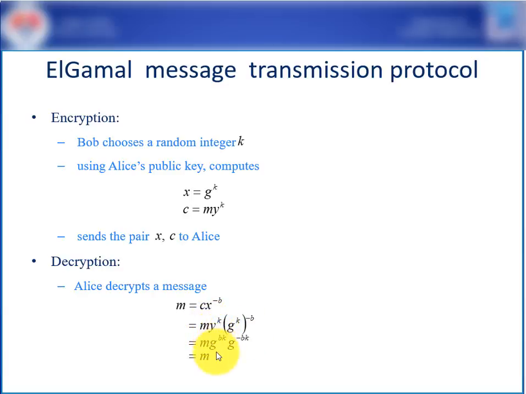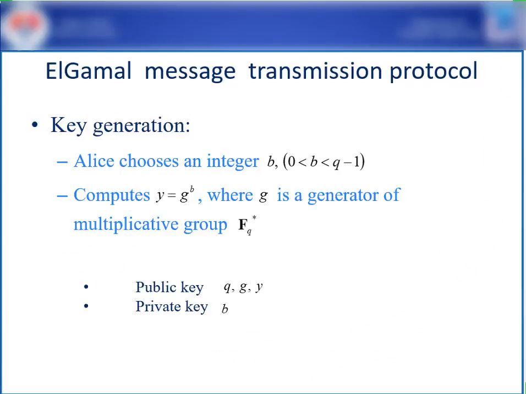So, if we substitute these values of c and x, we obtain this expression. On the other hand, from the key generation algorithm, we know that this y is equal to g to the power b. So, we have the generator g raised to the power bk multiplied by the same generator raised to the power minus bk, which results in 1, so we are left with the message alone. So as a result of decryption, we obtain the encrypted message.